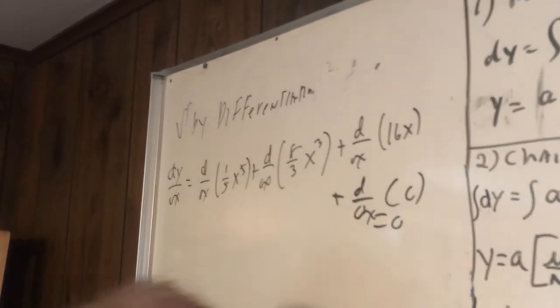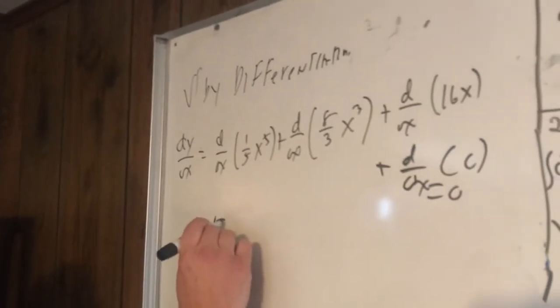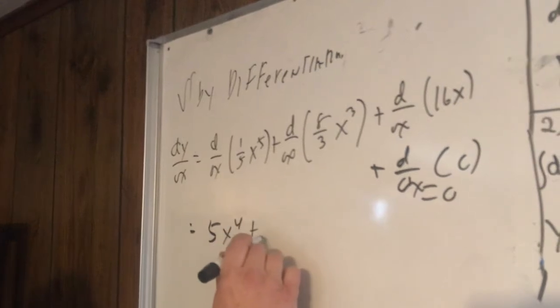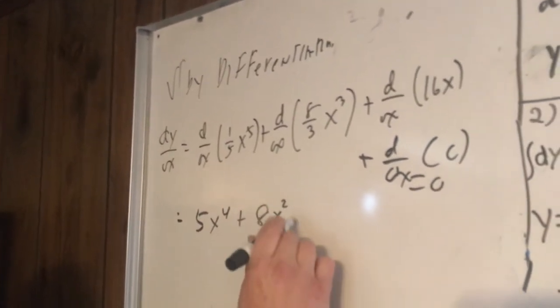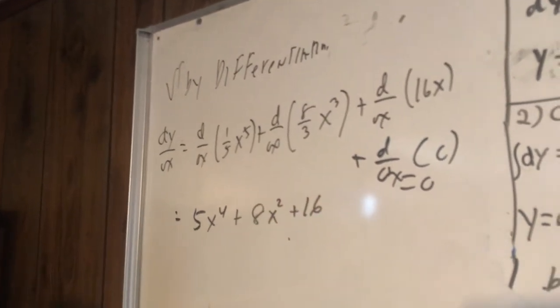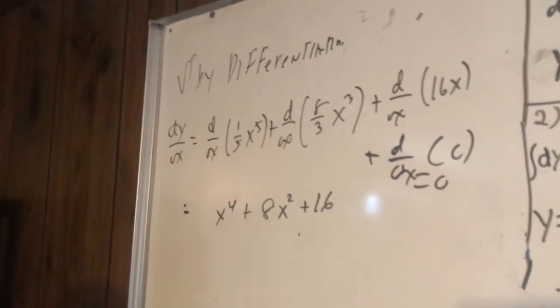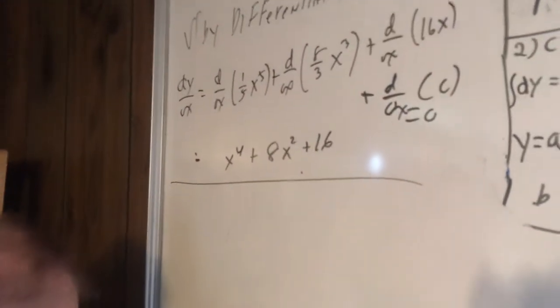So this becomes basically 5x to the 4th plus 8x squared plus 16. The 5 cancels: 5 times 1/5 is 1, which gives you what I have here, which brings me back to here. So we know this solution is correct.